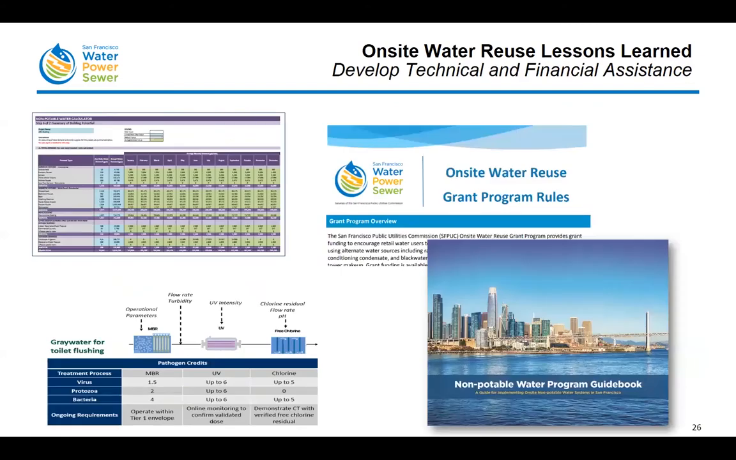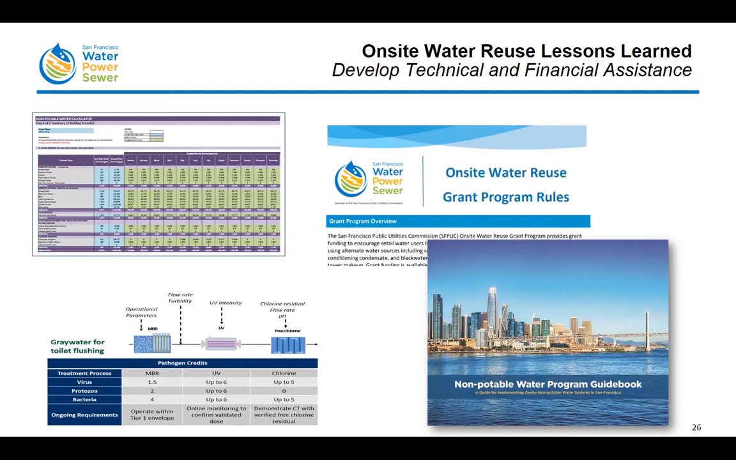We've developed a number of technical and financial assistance tools to help our design and development community understand what the requirements are and how to navigate the process. The image on the top left is a screenshot of our calculator. We have a free calculator on our website that helps buildings understand how much graywater, blackwater, and rainwater supplies a building of whatever square footage you enter can produce, and what the estimated demands are for that type of building.